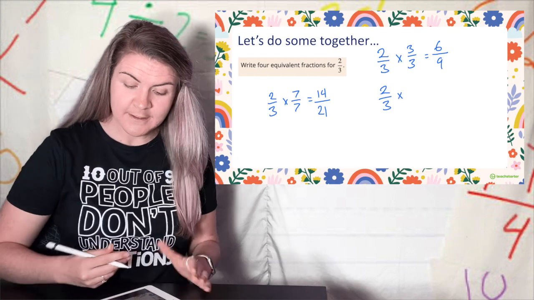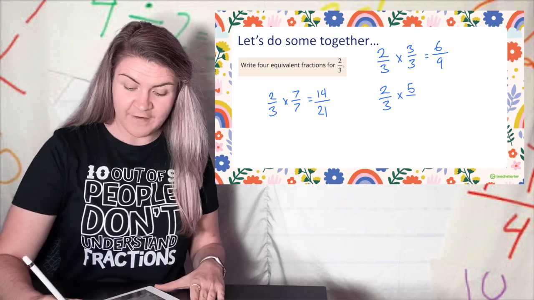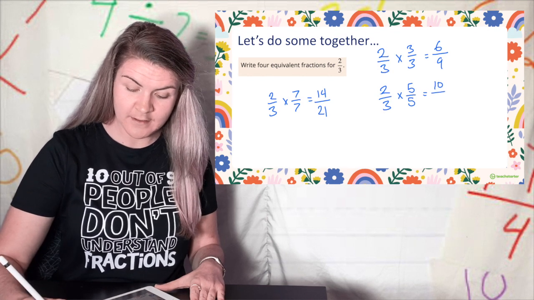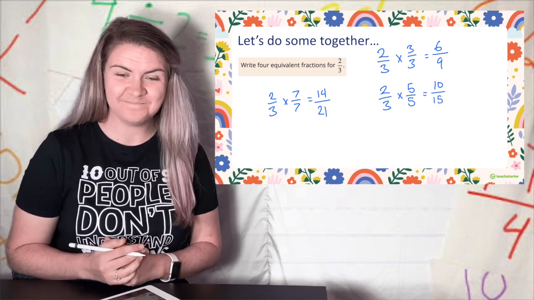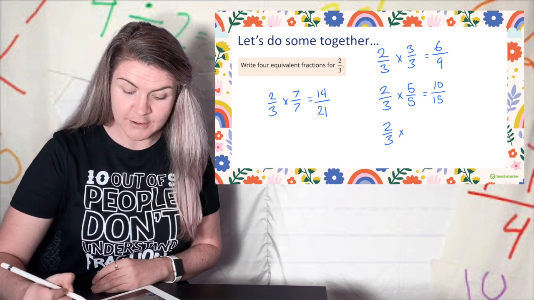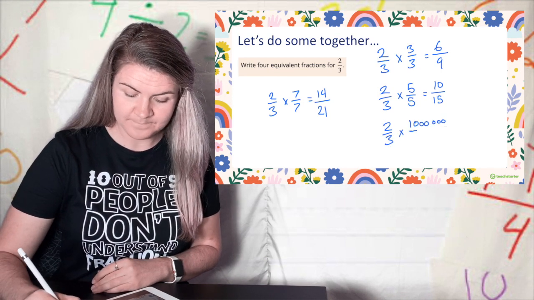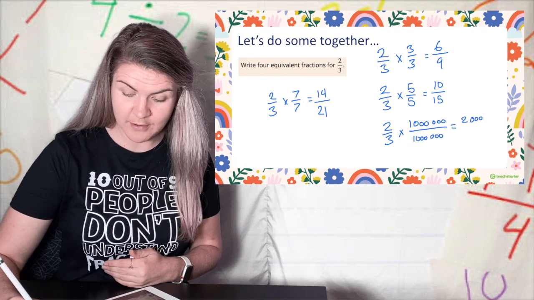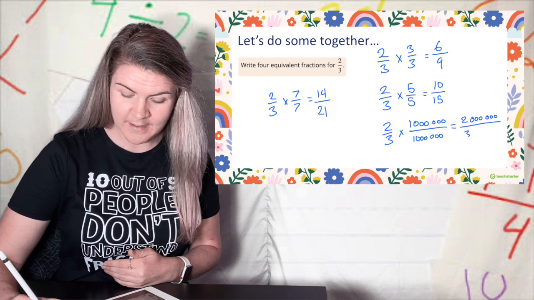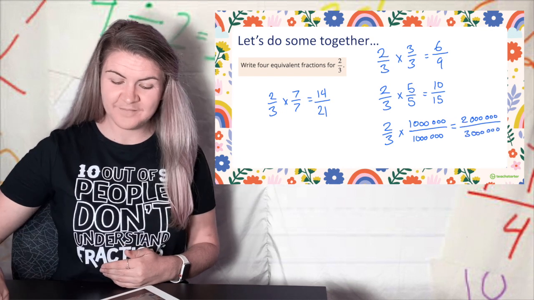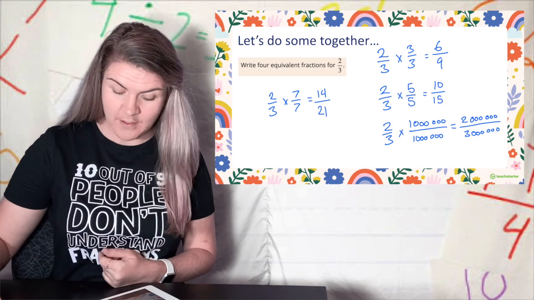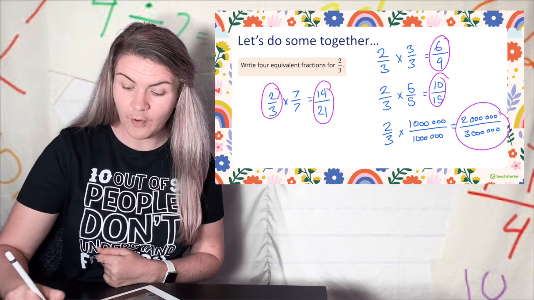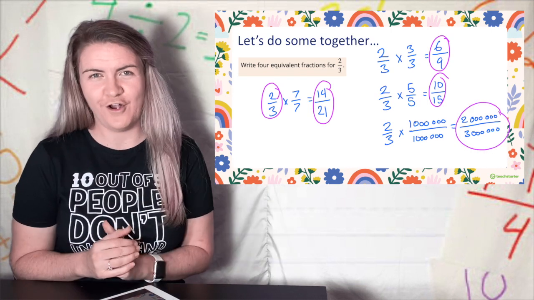Next I'm going to do 5. 2 times 5 is 10, and 3 times 5 is 15. Lastly, I'm going to do 1 million, and that's going to be 2 million and 3 million. So that's all equivalent fractions, all 4 of these, well actually 5, because they're all representing the same part of a whole.